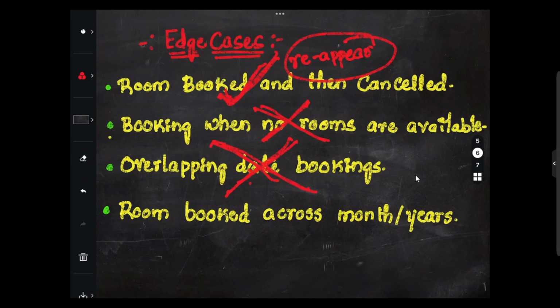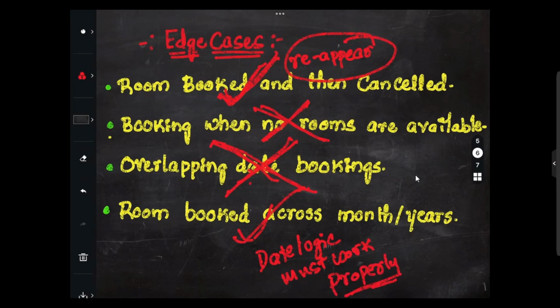And the final edge case here is room booked across the months or years. Here, room booked across the months or years means basically date logic must work properly in this case, right? So these things we have to keep in mind. Simple, right? We are not going with any extraordinary thing here. We are not going with lengthy code as well. We are just going with the simple edge cases.